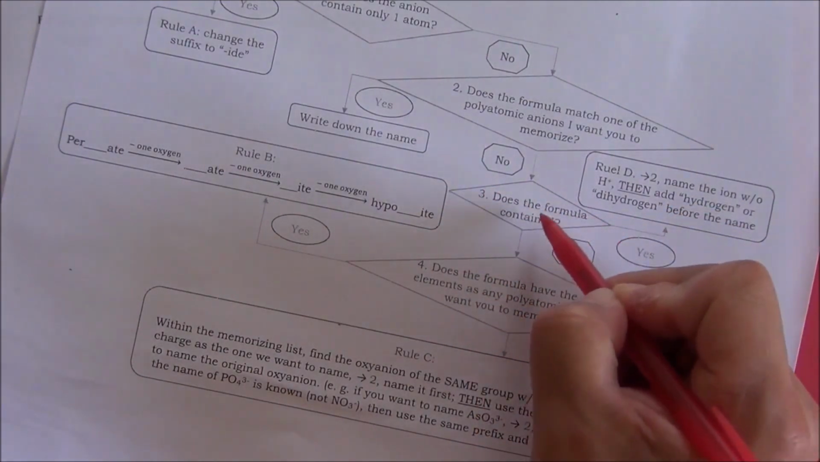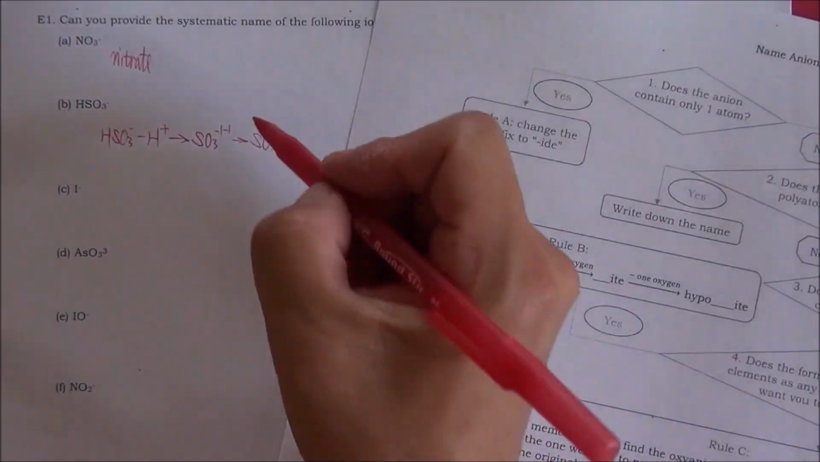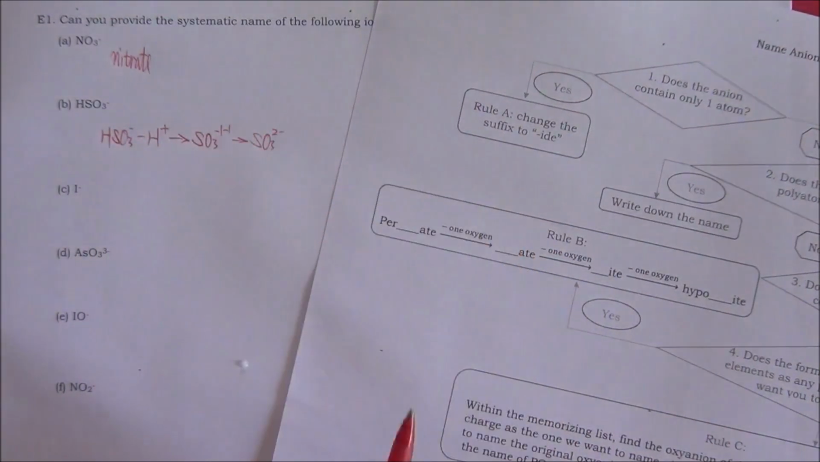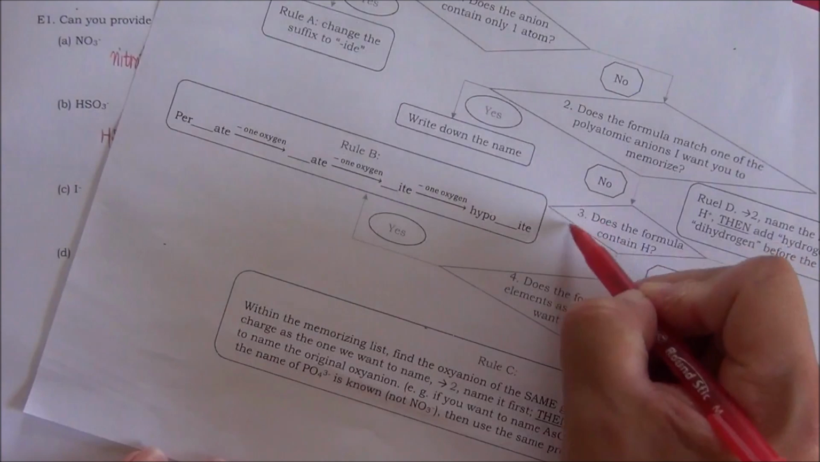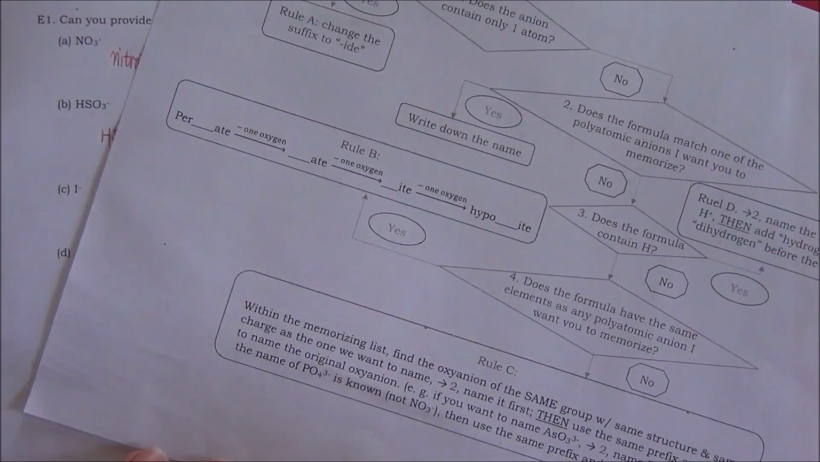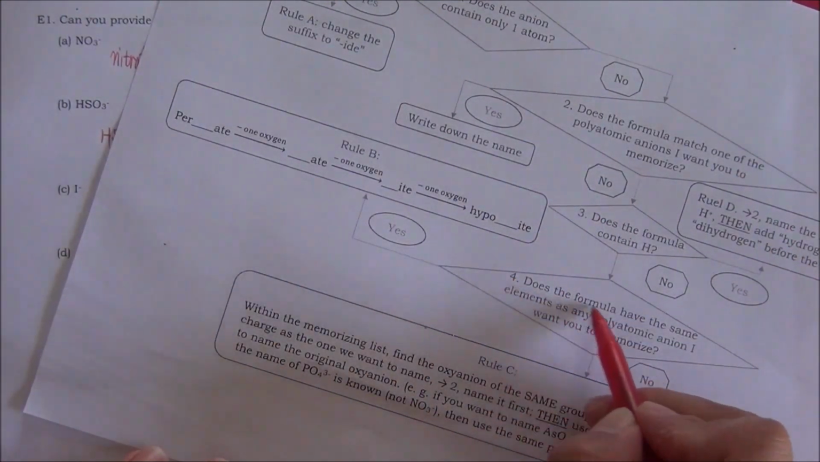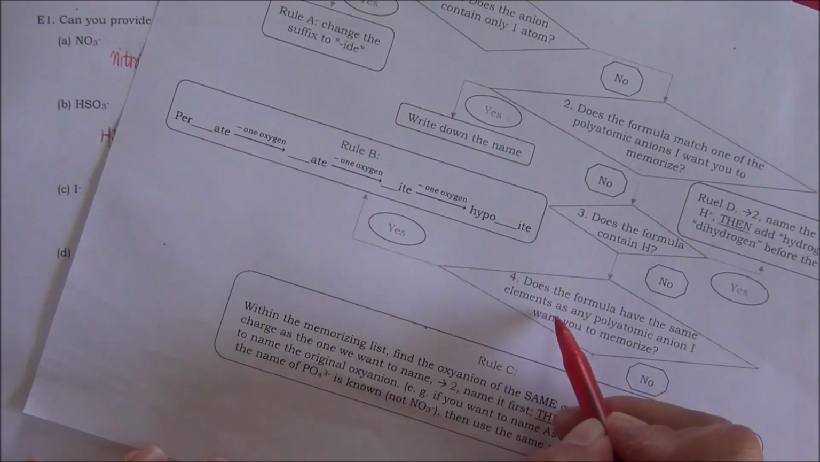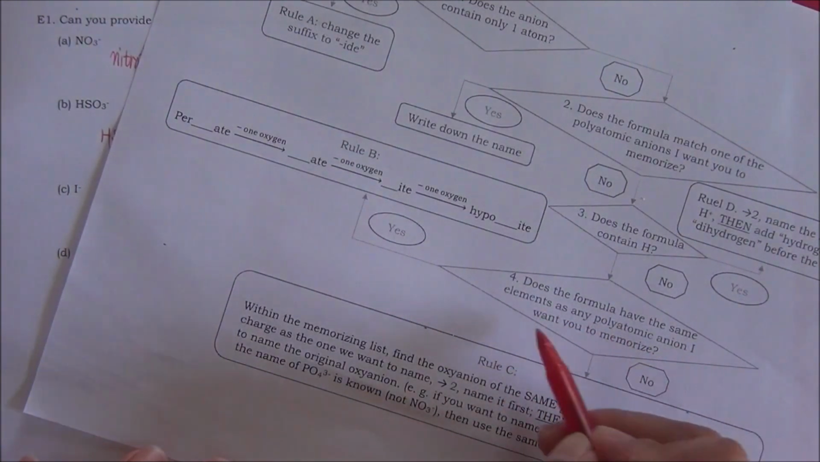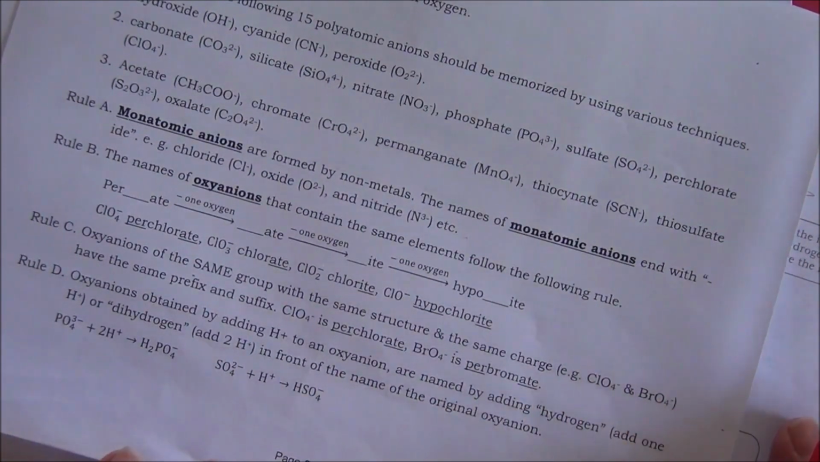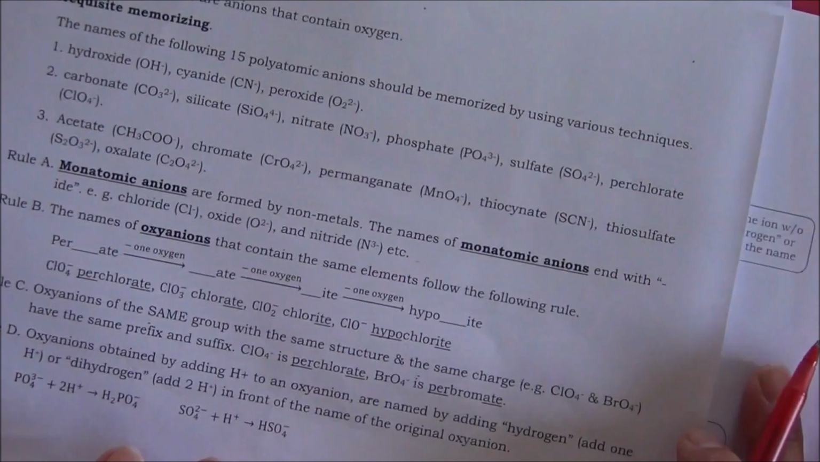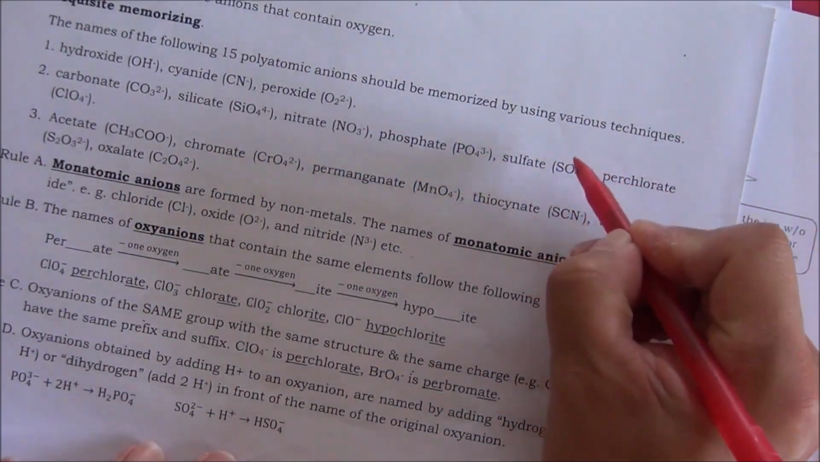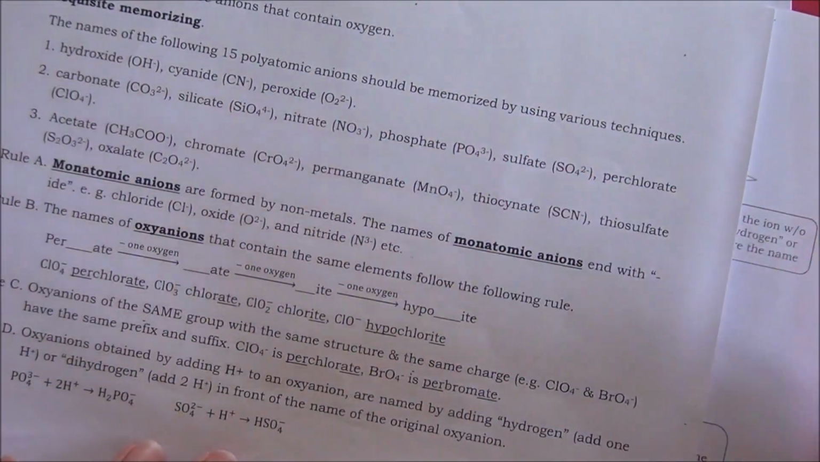Does the formula contain H? Clearly, SO3 2- does not contain any H. The answer is no to question number 3. Then we need to proceed to step 4. Does the formula have the same elements as any polyatomic anion I want you to memorize? If we go through the list, we do find one that has the same elements as SO3 2-, which is SO4 2-. The name is sulfate.